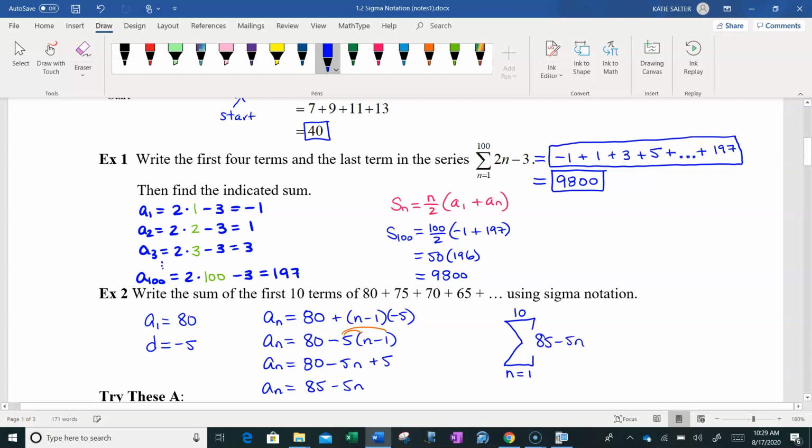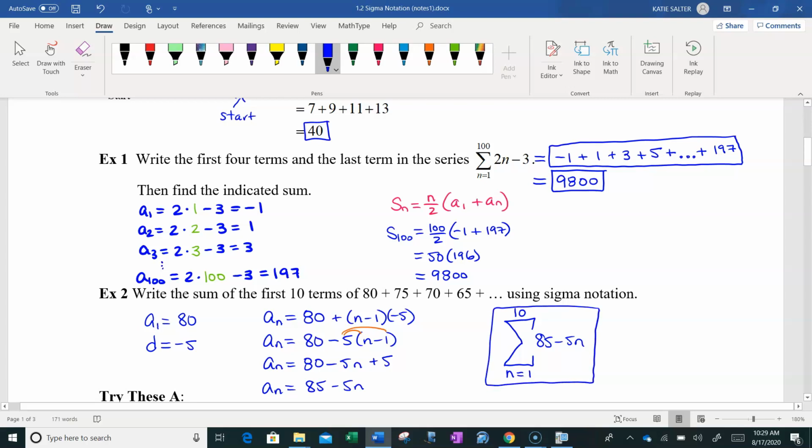Sometimes students get confused and they think that you use the summation formula here. That is not the case. You would use the summation formula to actually find the sum, but the sigma notation is represented by the formula for finding each term of the series. And then this would be our final answer.